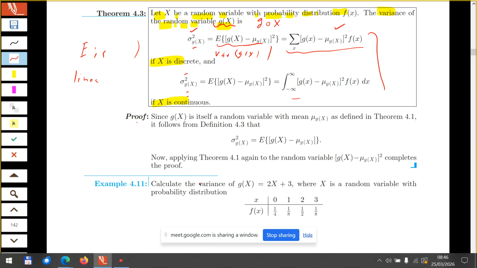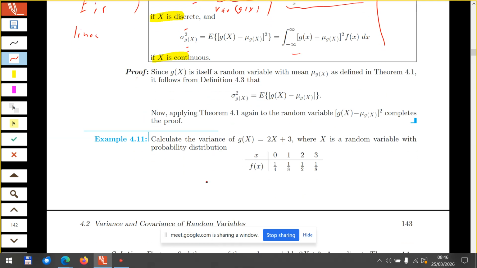Example 4.11. So in example 4.11, we are given a distribution. So we are given a random variable, and whenever you speak of a random variable, you must have a distribution. So distribution is given. And then we are given a function, g of x, which in this case is 2x plus 3. So we need to use this distribution to figure out the variance of this random variable, which is not x but 2x plus 3.